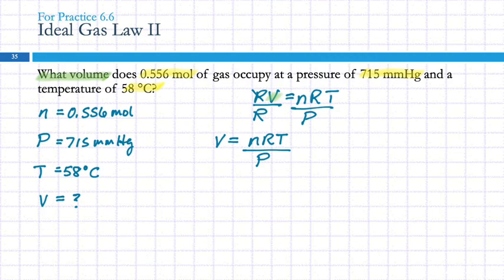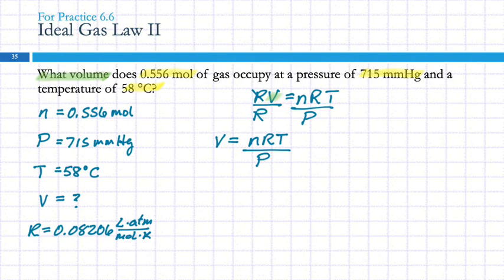So we need R again. Let's put that in here. 0.08206 liter atmospheres per mole Kelvin. The units in the ideal gas constant tell me what units I have to use for my other things. N in moles, is that good? Pressure in millimeters of mercury, is that okay?